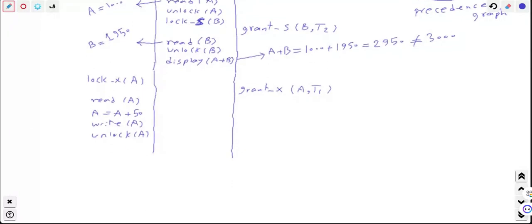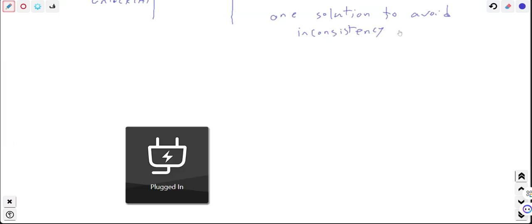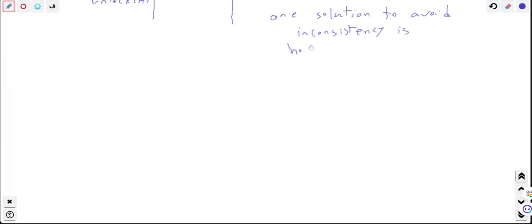So I can write the solution here. One solution to avoid inconsistency is holding the locks by the transactions until the end of transaction.